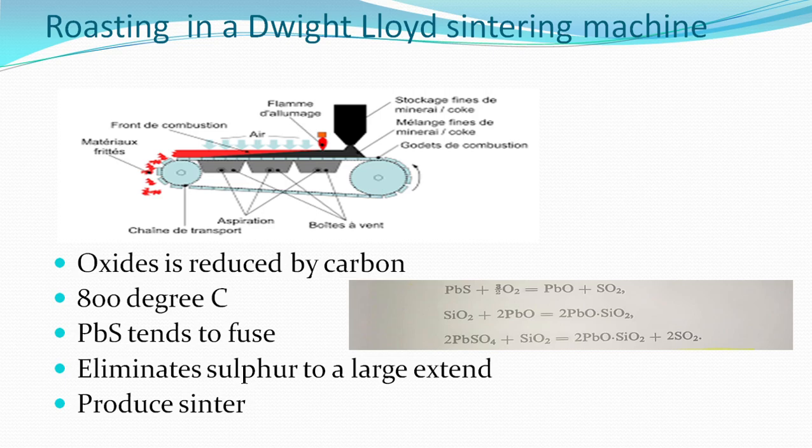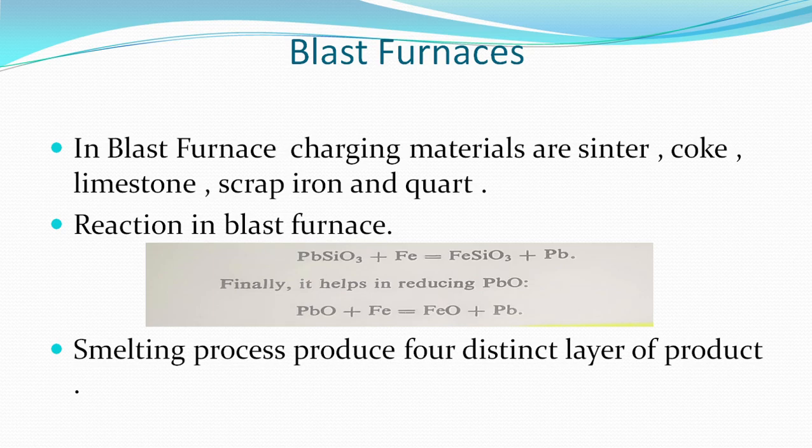Now the final product of sintering is sinter. The third process is the blast furnace process, where all the sinter is charged into the blast furnace. Along with it, coke, limestone, scrap iron and quartz are also charged into the blast furnace. As a result, two important chemical reactions take place in the blast furnace.